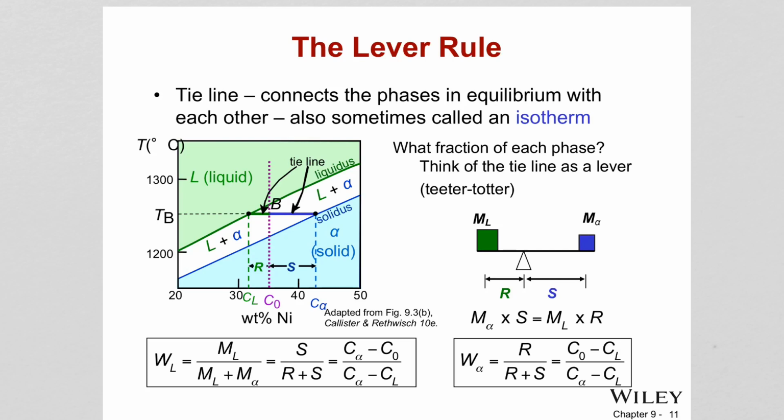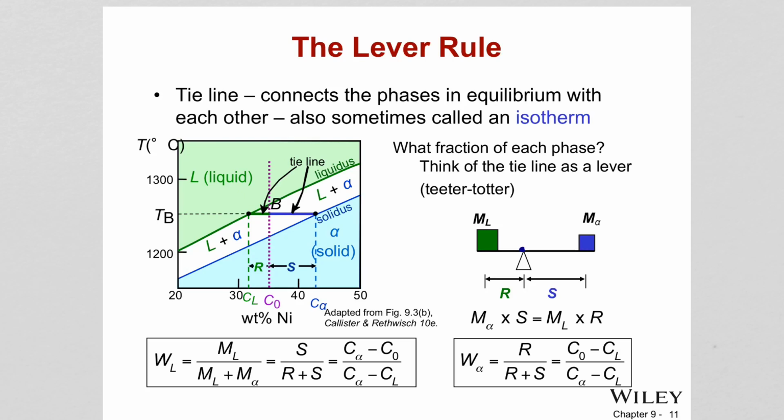Okay, so in this slide, we are going to be shown how to derive this lever rule. We talked about the tie line, which was the line that connects the phases in equilibrium with each other. This is also called an isotherm because it is at a constant temperature. So what is the lever rule? This is a rule that is used to calculate the fraction of each phase, and we have just used this equation. But how is it derived? Think about it, we are at point B right there, right?